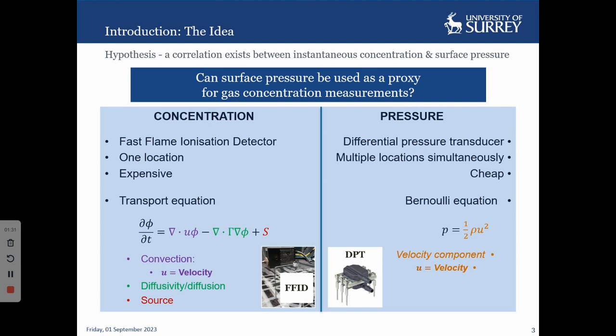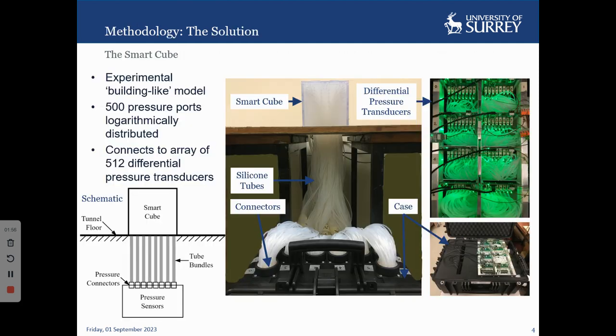The basis behind this hypothesis comes from the fact that the convection term of the transport equation is governed by velocity, and then Bernoulli's equation also tells us that pressure is proportional to velocity. So it's a logical conclusion that there'll be some sort of correlation between pollutant transport or concentration and pressure. I just need to find a way to characterize this. So this is where the smart cube comes in.